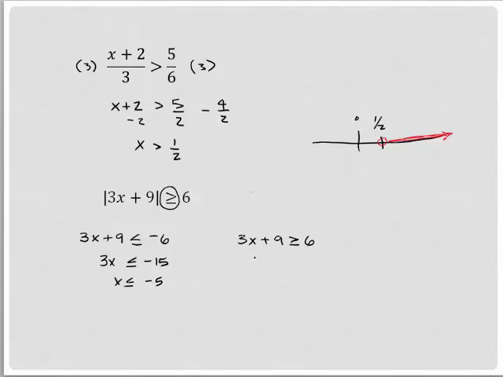Okay, let's see, 3x, we subtract 9, should give us negative 3, and x should be greater than or equal to negative 1. Okay, now we've got something to plot. Let's put -5 here. And we'll put -1 here. And we'll just put 0 here.